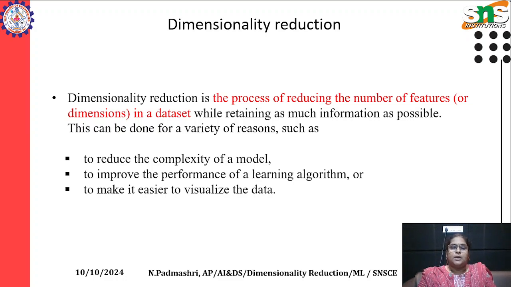Suppose apart from these features, I have the height of the student and the weight of the student in my data set. Are these two features necessary for this data set? It is not that important, right? If I take a student data set, name, roll number, or maybe the address of the student, these details will be very important.